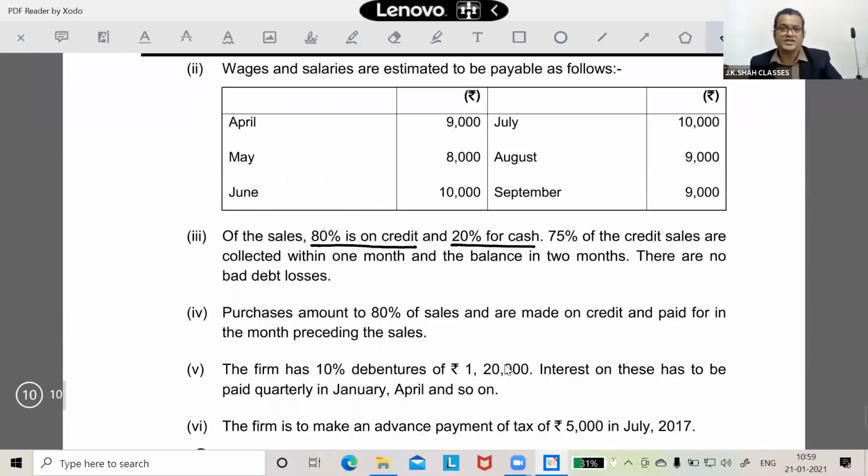See, of the sales, 80% is on credit and 20% is for cash. Understood, sir. Manage. Absolutely. I know, I'm very sure that you will manage.